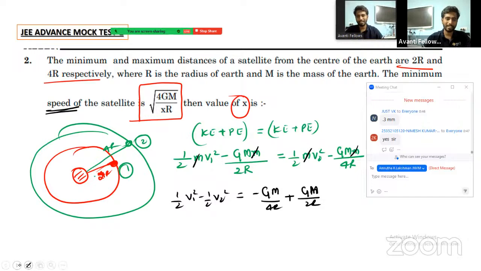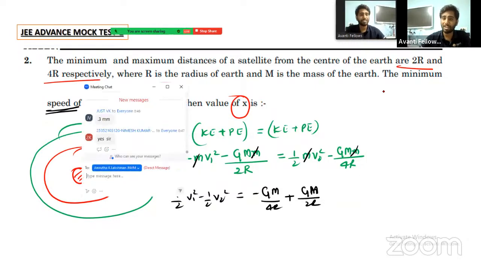How are we going to get the velocity? To calculate it, do one thing: apply conservation of angular momentum. Right? Apply the conservation of angular momentum. Means m v1 r, how much is r for the first one? m v r, with r being 2r, is equal to the second one, m v2 4r. m cancels with m, r cancels with r. Hence we will get here v1 is equal to 2 v2, since 2 ones are 2 and 2 twos are 4.